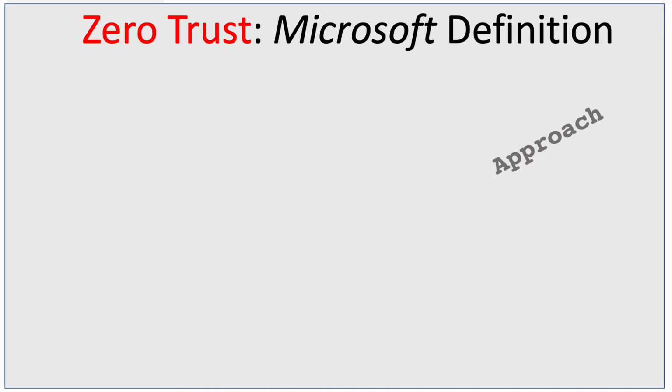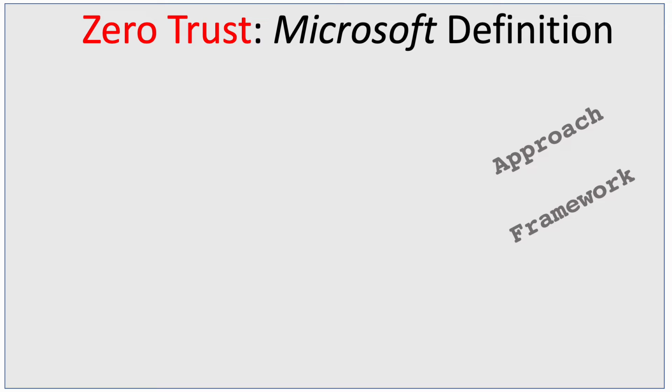In today's session, we're going to be talking about zero trust, and specifically the Microsoft definition. When we look at the word zero trust and break it down, zero means nothing and trust is giving trust, so assuming you're trusting nothing. That's really the essence of zero trust. And the Microsoft definition, if we look at it, is an approach.